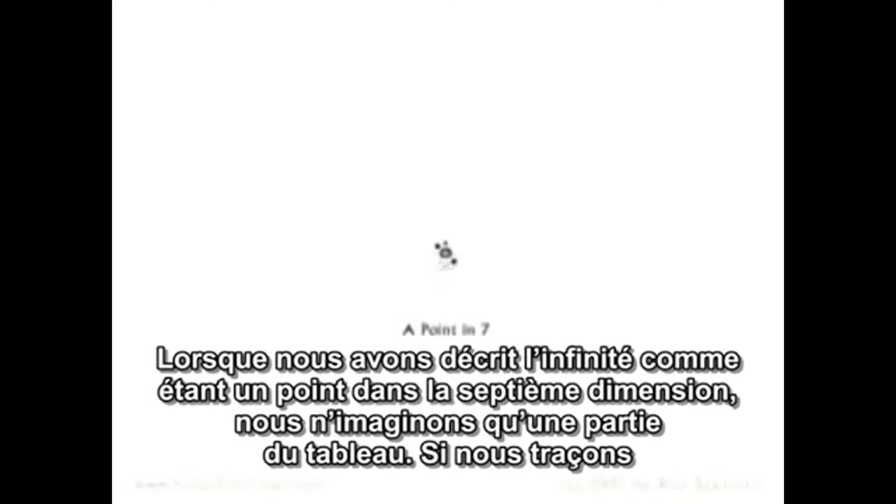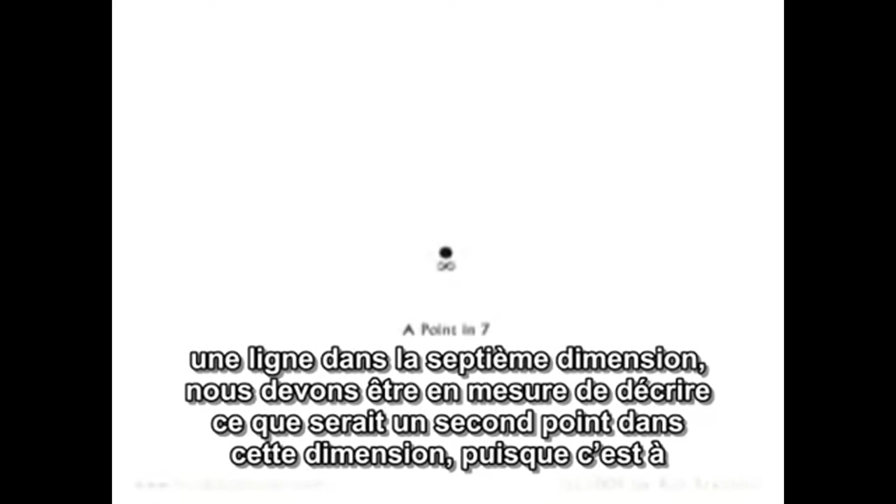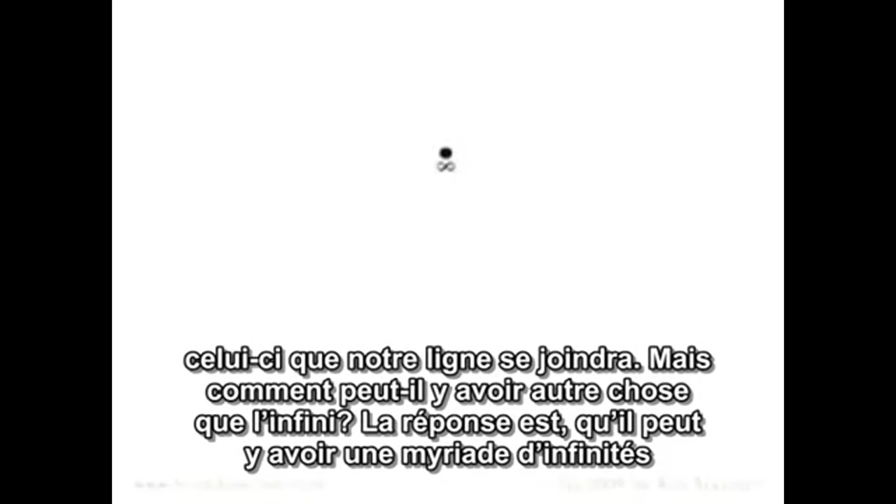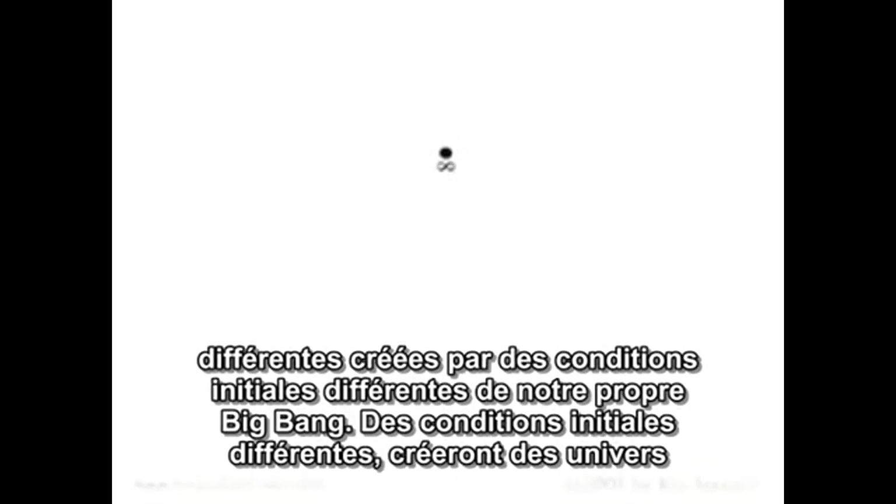When we describe infinity as being a point in the seventh dimension, we're only imagining part of the picture. If we're drawing a seventh dimensional line, we need to be able to imagine what a different point in the seventh dimension is going to be, because that's what our line is going to be joined to. But how can there be anything more than infinity? The answer is, there can be other completely different infinities created through initial conditions which are different from our own Big Bang.